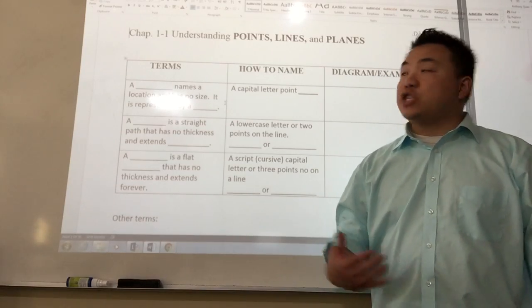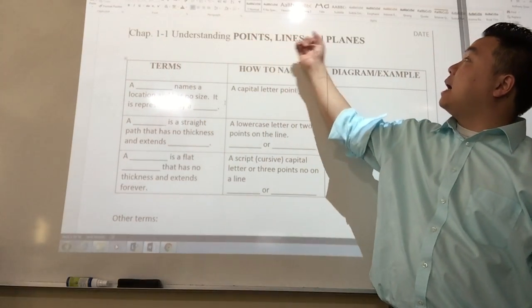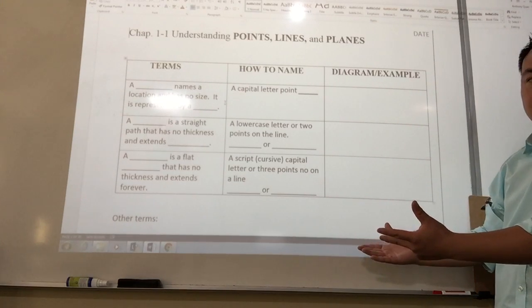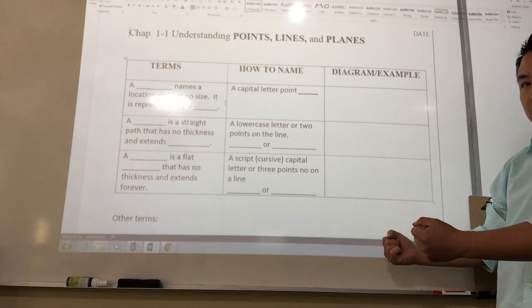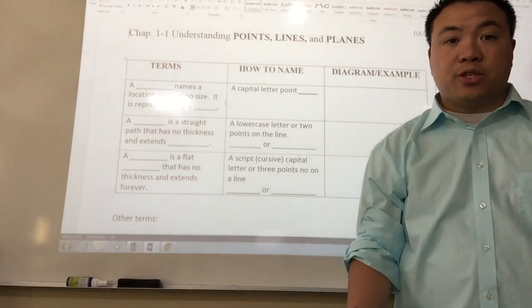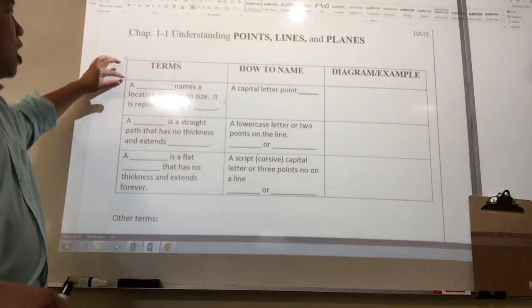Okay, so we're going to work on the first chapter, chapter 1-1, understanding points, lines, and planes. Make sure you copy down this box of 9 boxes. Pause the video and copy it down. Once you have it copied down, then we're going to fill in the information together. So, we're going to start with the first one.